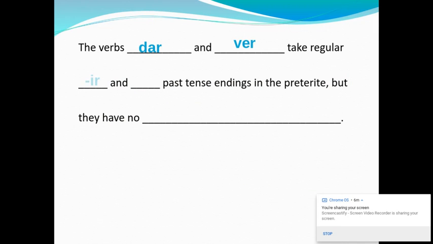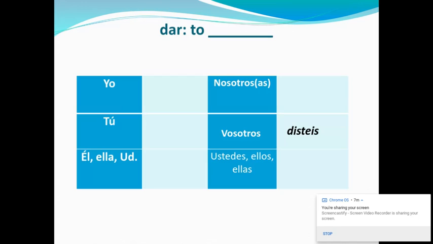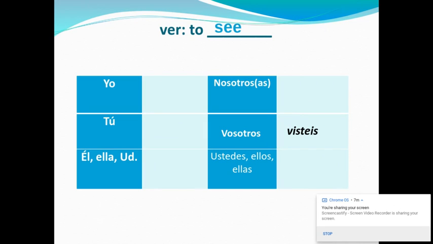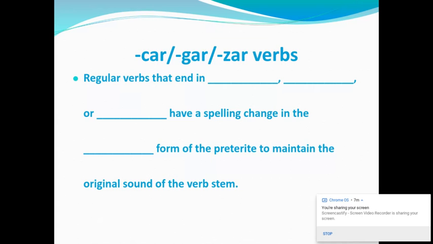The verbs dar and ver take the regular ir and er past tense endings in the preterite, but they have no accent marks as well. Any super irregular verb in the preterite has no accent marks. So dar, which we know means to give: di, diste, dio, dimos, disteis, and dieron. I gave, you gave, he or she gave, we gave, you all gave, they gave. Ver, to see: vi, viste, vio, vimos, visteis, and vieron. Again, no accents. I saw, you saw, he or she saw, you get the deal.